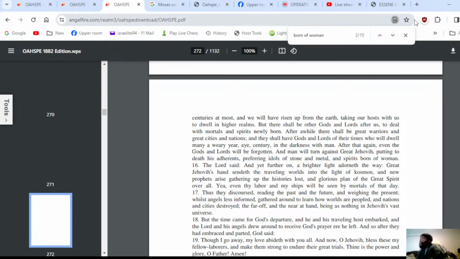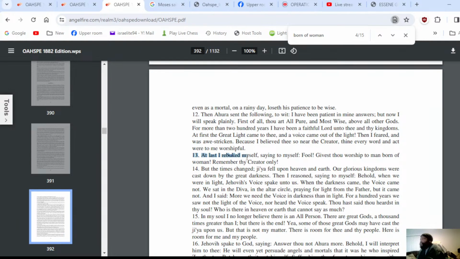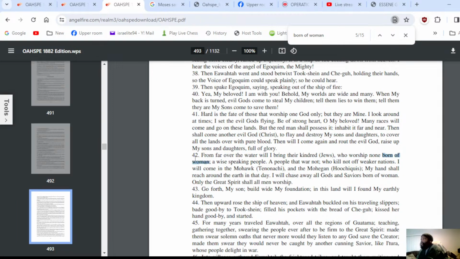Let's look at another verse about spirits born of women. 13, at last I rebuked myself, saying, fool, givest thou worship to man born of woman? Remember thy creator only. Remember thy creator only. Verse 42, from far over the water will I bring their kindred Jews who worship none born of women. And we have a lot of brethren in the Israelites and the Hebrew Israelites. They worship women. Divine mother, pray to her. They overly acknowledge her, place her as the creator. There are brethren in our kingdom like that.